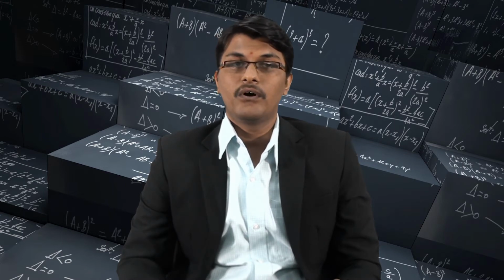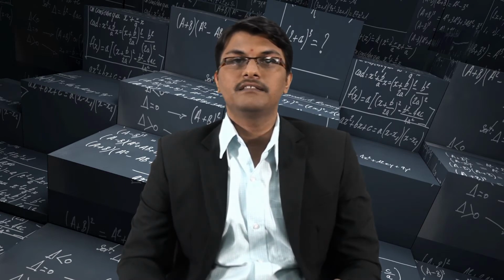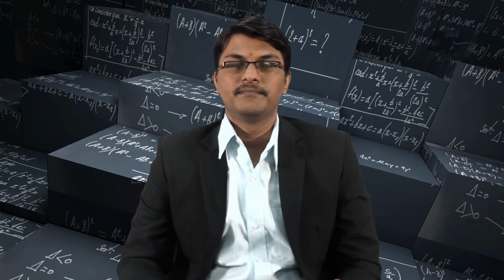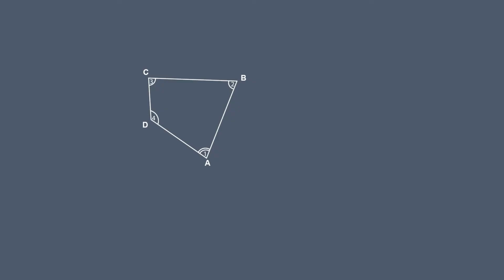Take four identical, that is four congruent copies of a convex quadrilateral of your choice. Name it as ABCD with interior angles marked as 1, 2, 3, 4 as shown on the screen. We have considered a quadrilateral ABCD and we have marked the interior angles 1, 2, 3 and 4. Similarly, you can make 4 copies of a quadrilateral of your choice.